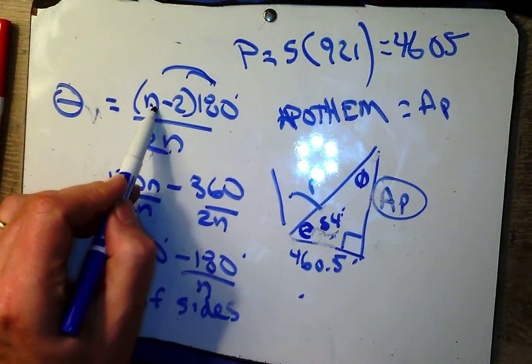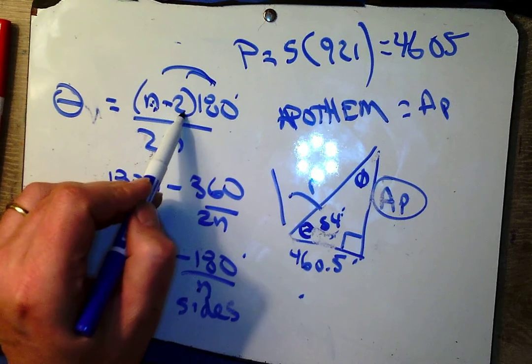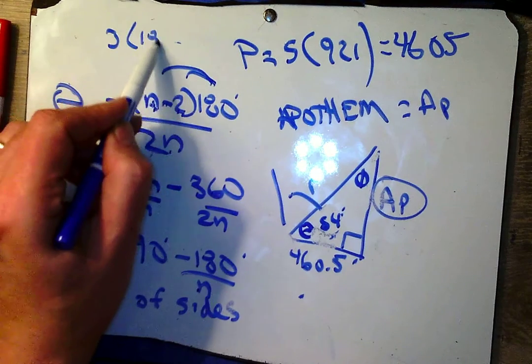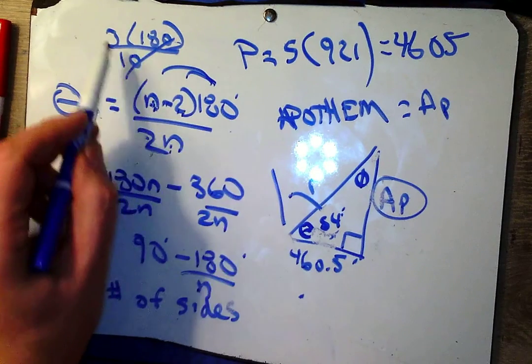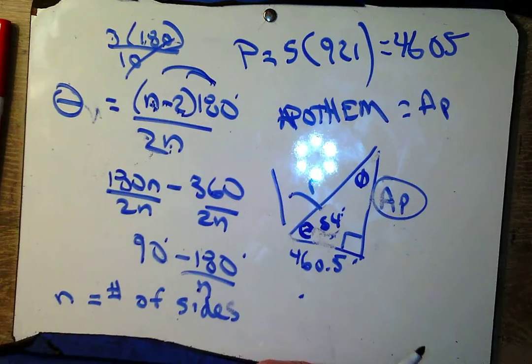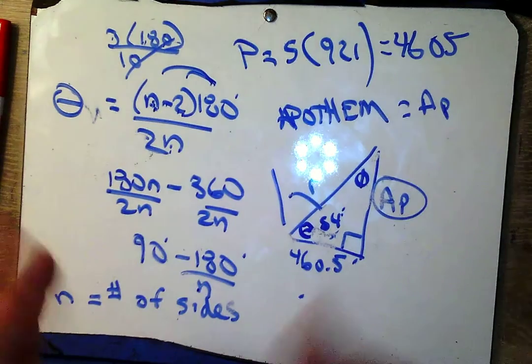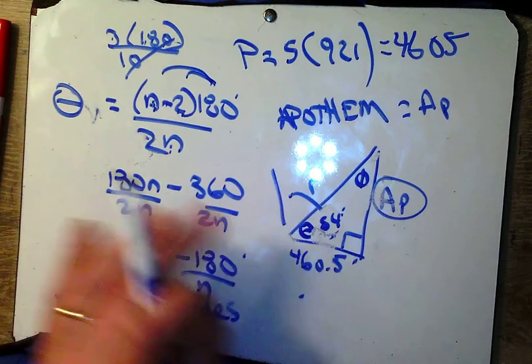And likewise, if I plugged in my 5 sides here, 5 minus 2 is 3. 3 times 180 over 2 times 5, which is 10. And so I get 3 times 18, which is 54. I don't think that's a big deal. That's my way of thinking about it, but yeah, most students hate that way.